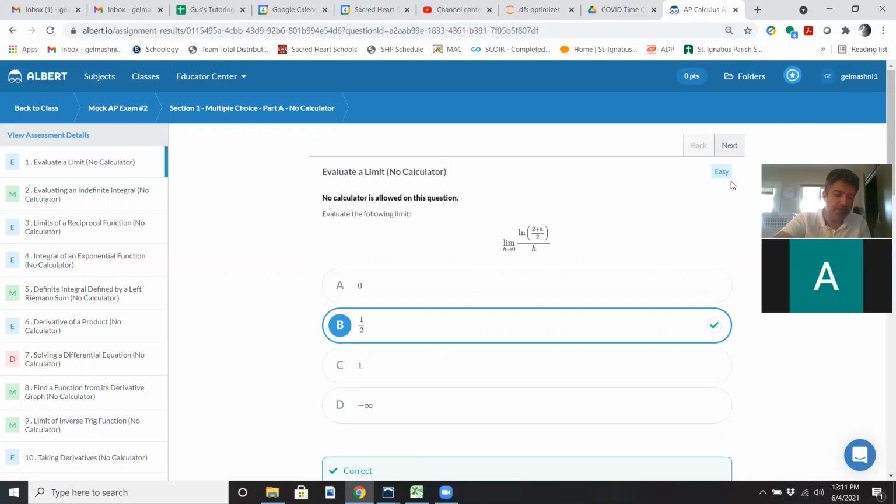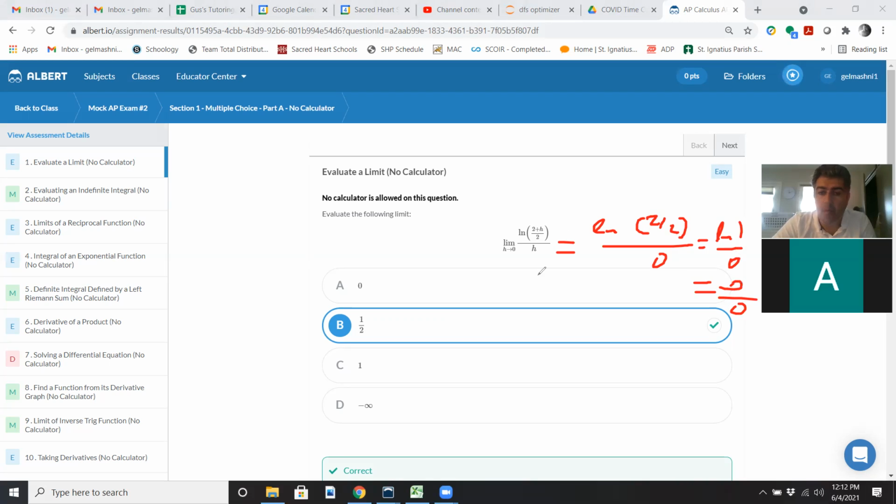So here they're asking you to evaluate the following limit. If you were to plug in 0, you would get 0 over 0. So this could lend itself well to doing L'Hopital's rule. Because again, if you were to plug in 0, you have natural log of 2 over 2 over 0, or natural log of 1 over 0, or 0 over 0, which of course is indeterminate.